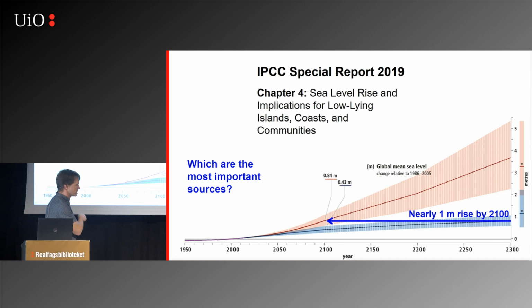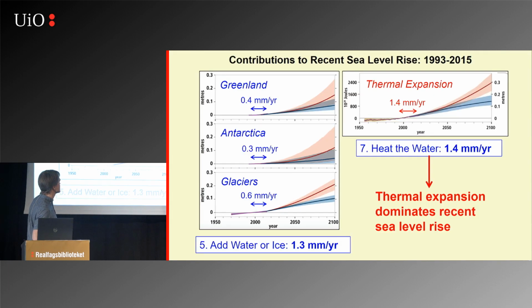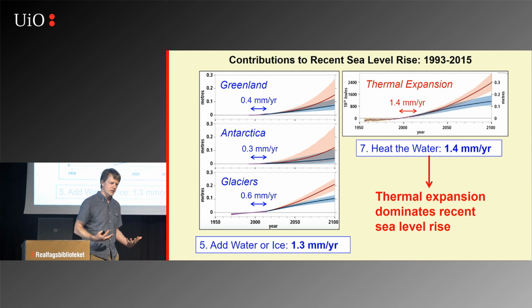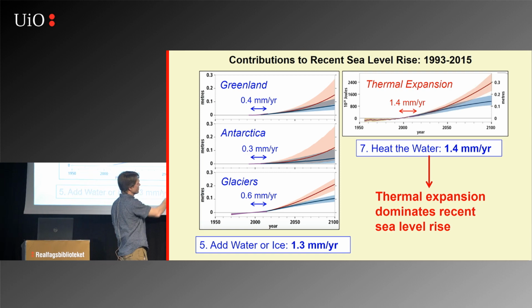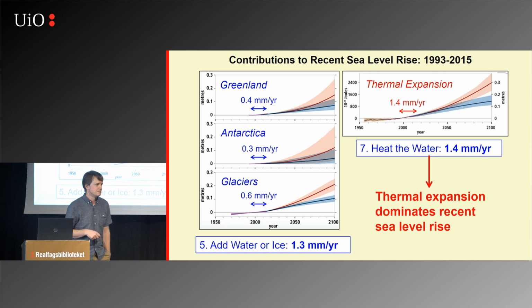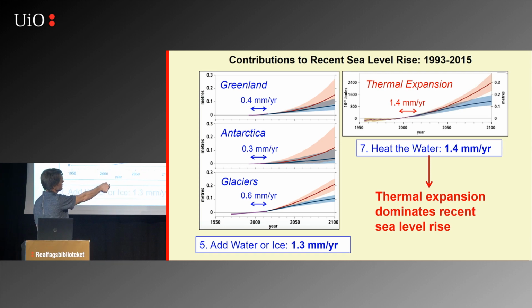So what are the most important sources? This report gives an estimate of that and some projections into the future, so we can look at that and see what the most important sources are. I've divided them into 2 groups. The first is thermal expansion of the seawater. The seawater gets hotter because of climate change, and it takes up more space in the ocean, and the ocean rises. This has caused about 1.4 millimeters of sea level rise since 1990 in this period.